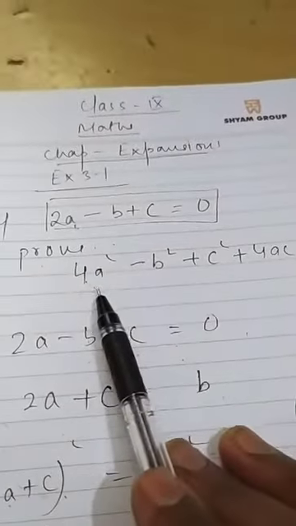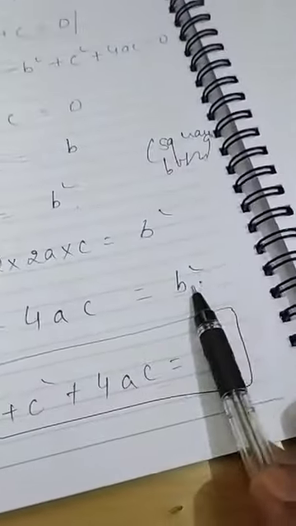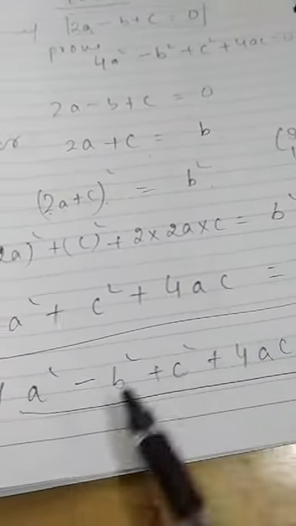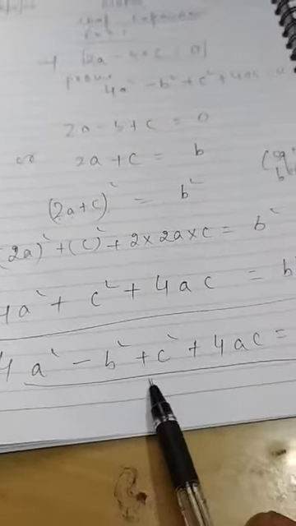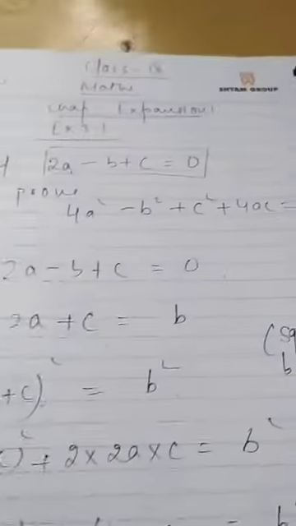Now as the proof requires, we have to shift this b square from here to here. So this will be minus 1. So 4a square minus b square plus c square plus 4ac equals 0. So this is how you have to prove these types of questions.